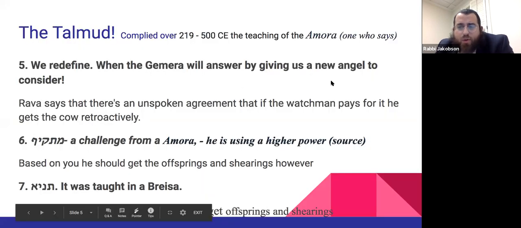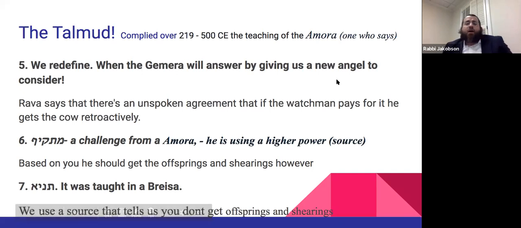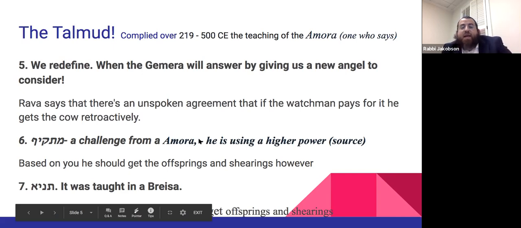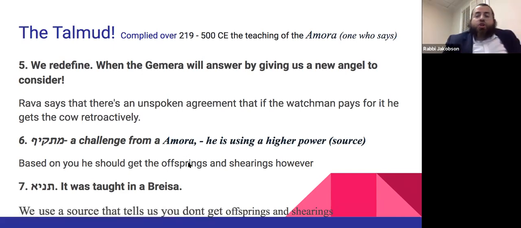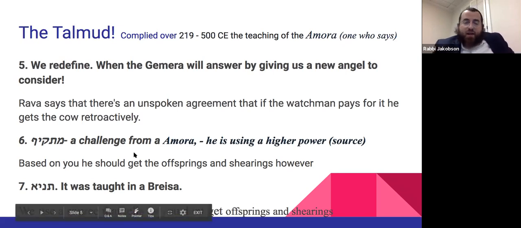So we were just going here. Right. So we went earlier until this area of Rava, that Rava said that it becomes his from the moment he gave the cow. Then we challenged that. And again, a maskiv is a challenge from an Amora. He's using a higher power, a source, or he's using the power of intellect to fully disprove the previous notion. Right? So what does he attack? He says, based on you, Rava, one should be getting the offspring and the shearings.